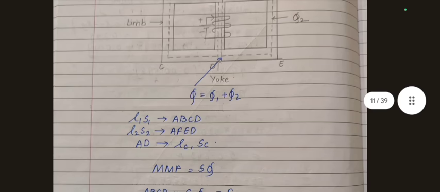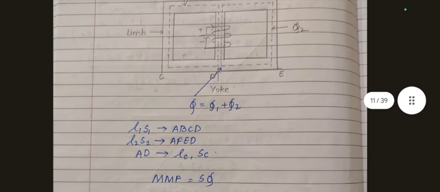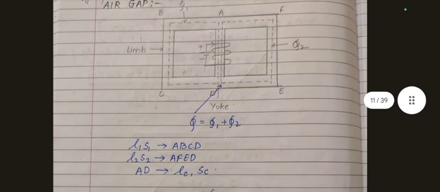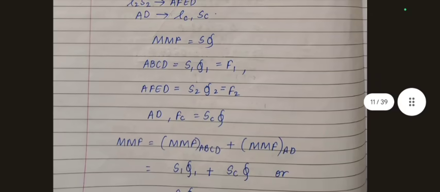Okay, now L1 S1 will be equal to the length and reluctance of A, B, C and D, and L2 S2 resembles A, F, E and D. And AD, which is in between, you can see it is LC and SC. We will denote it by LC, that is length of center, and SC, reluctance of center. Now let us see how we can derive it.